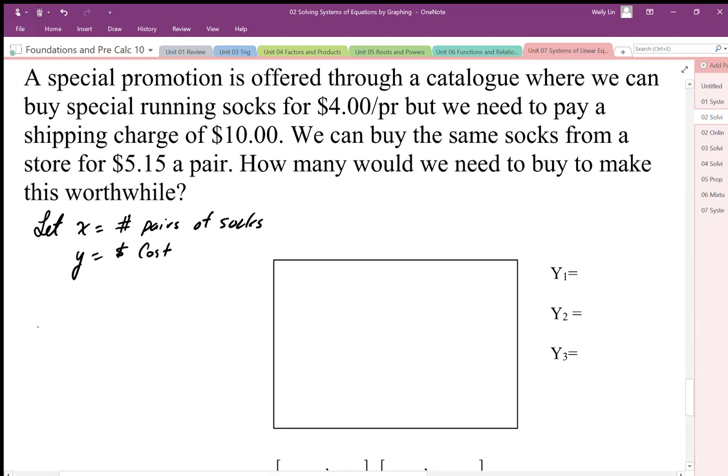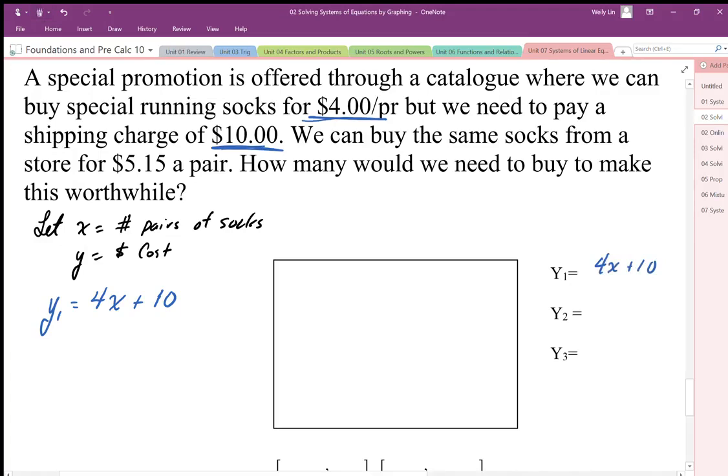So our first equation is going to be based on the $4 a pair, which is a cheaper amount, but we have to pay a shipping charge. And we're going to show it this way: $4 a pair of socks plus the initial shipping charge of $10. And so we're going to graph this. So we're going to end up with 4x plus 10.